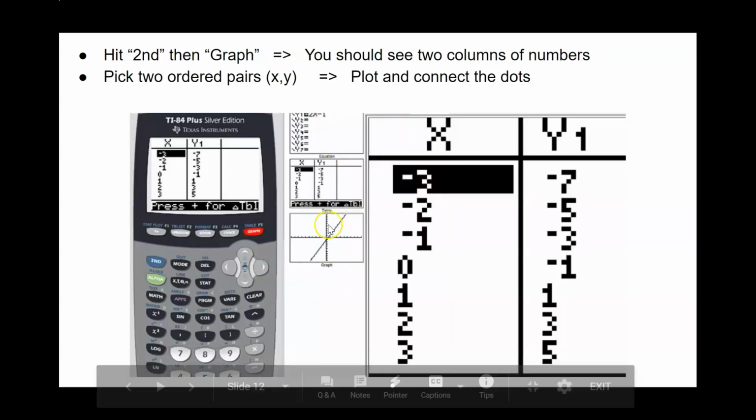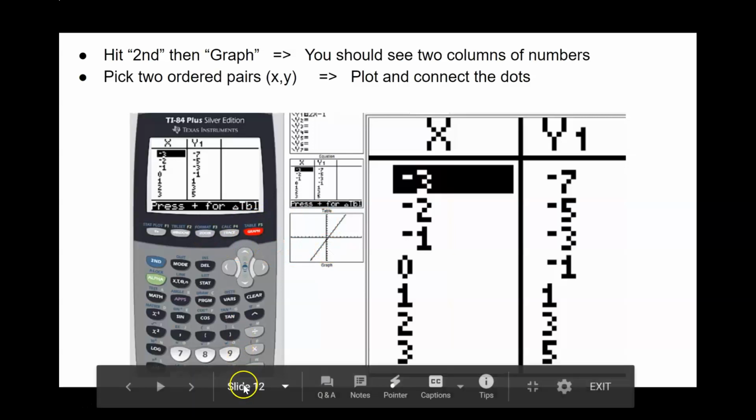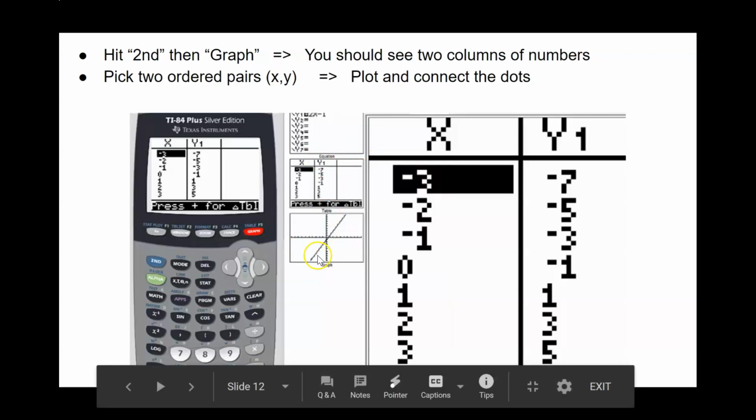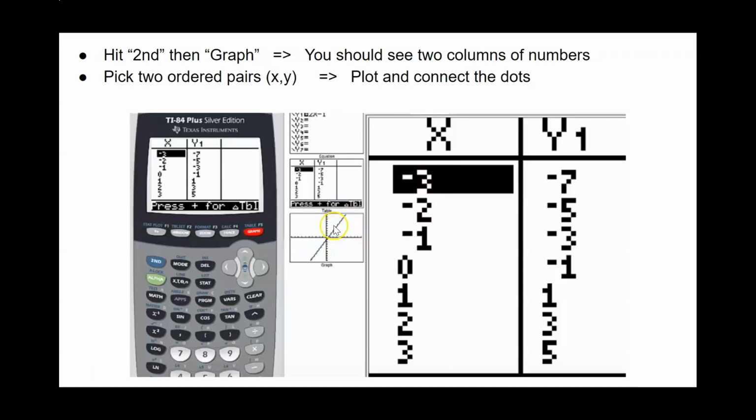If you want to see what the picture looks like, you can either hit graph, or I will always suggest you always hit Zoom 6. Zoom 6 always takes your calculator back to the default or the original standard looking graph of what it should look like. So this should match what you draw on your paper or in MyMathWise+ when you're doing your homework.